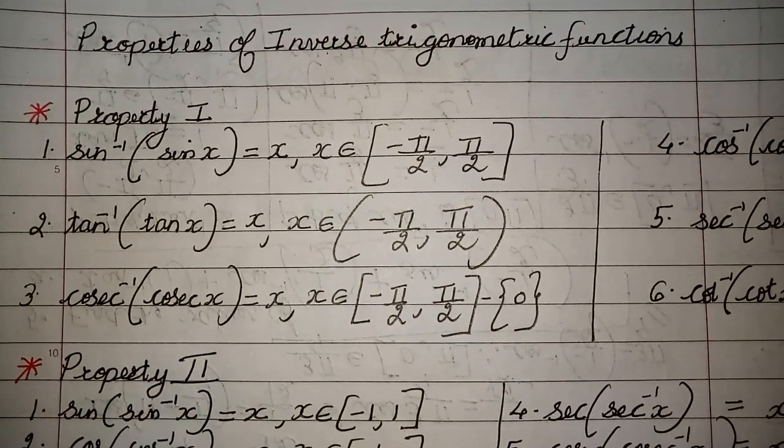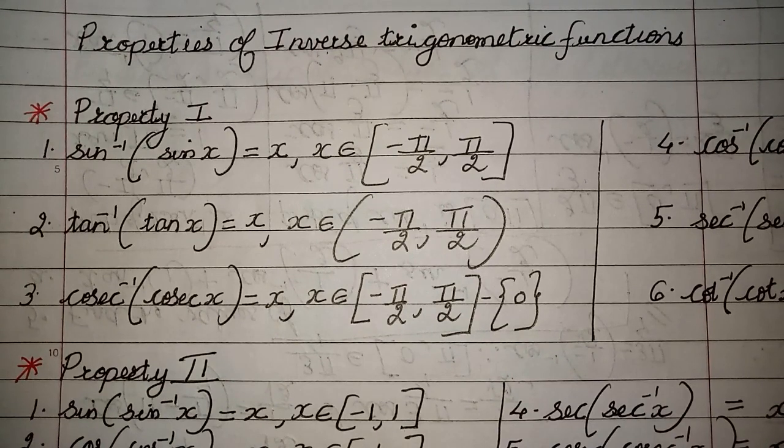In the last class, we discussed trigonometric functions and their inverses through graphs. If you remember, I showed you graphs and you saw how the domain and the principal value branch or range is defined for inverse trigonometric functions. Today I have come with a very important topic, that is properties of inverse trigonometric functions, without which you will not be able to solve any of the problems on inverse trigonometric functions.